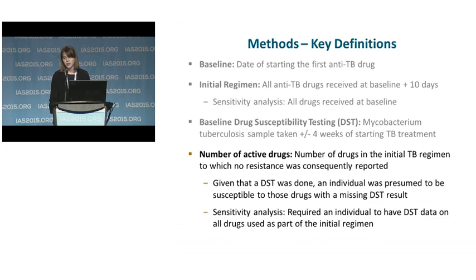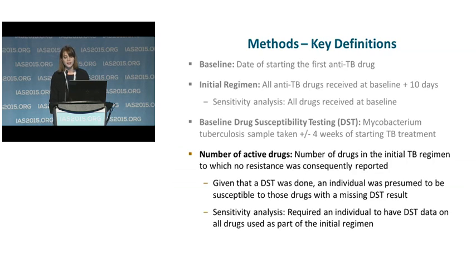The number of active drugs was calculated by linking the results from the baseline DST results to the initial regimen, and it is defined as the number of drugs in the initial TB treatment regimen to which no resistance was consequently reported. So just to highlight that this is a retrospectively calculated measure, and many clinicians did not know the results from the DST tests when they initiated the patients on treatment.